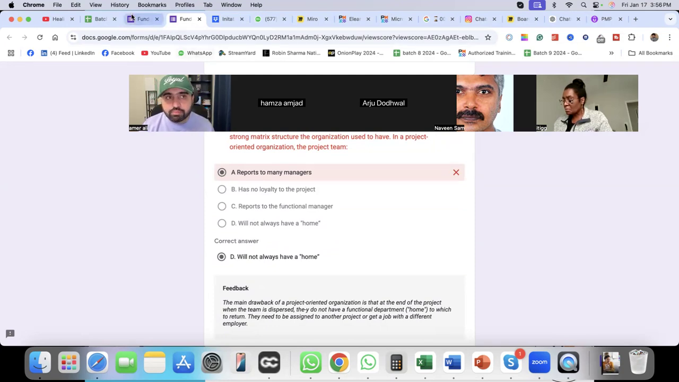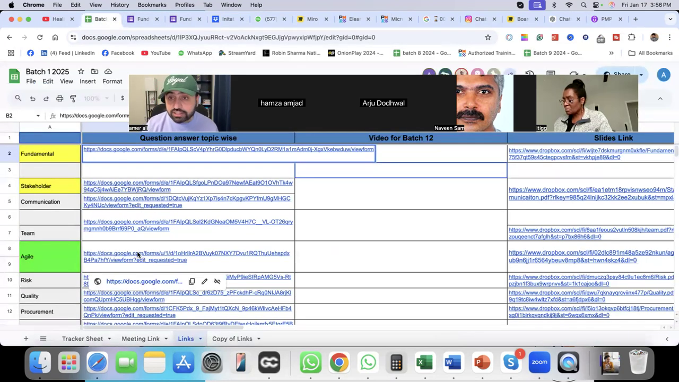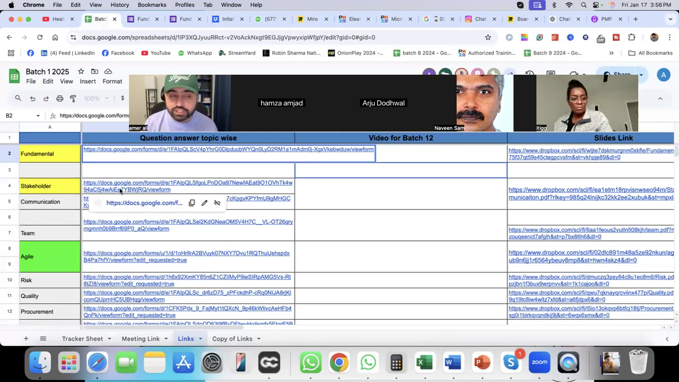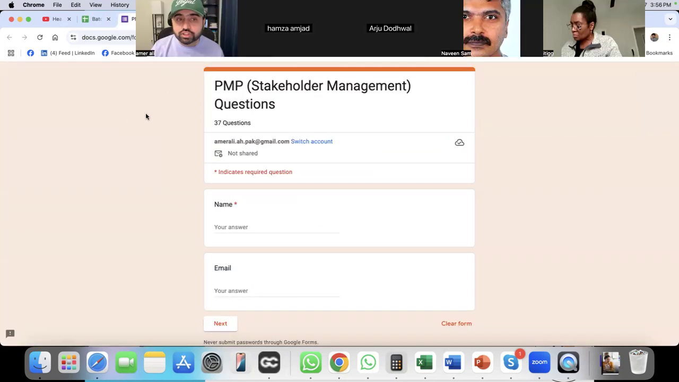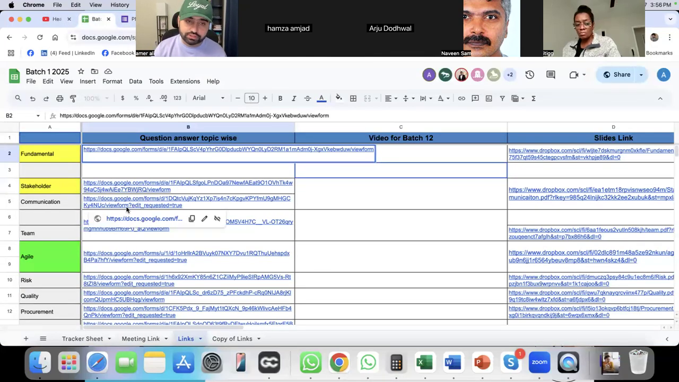Number two, once you are done with the root cause analysis of the fundamental question, then do the stakeholder questions and their RCA. Stakeholder questions are 37 questions. Do these questions and their RCA. And if anyone is able to do that, then move to the communication questions.